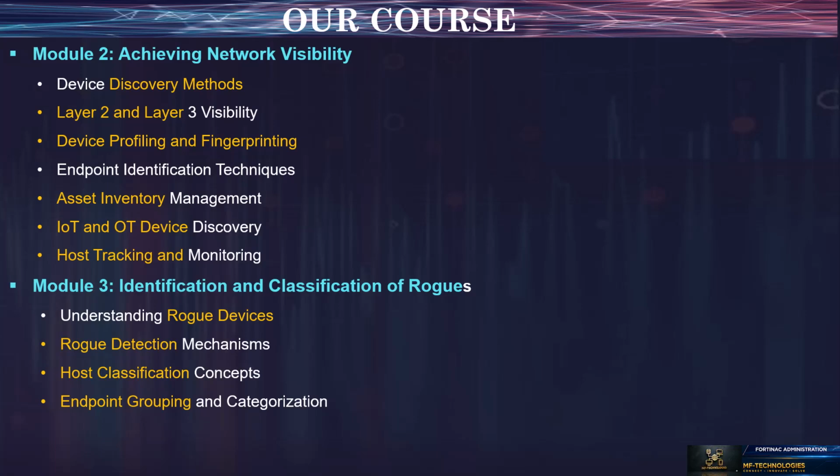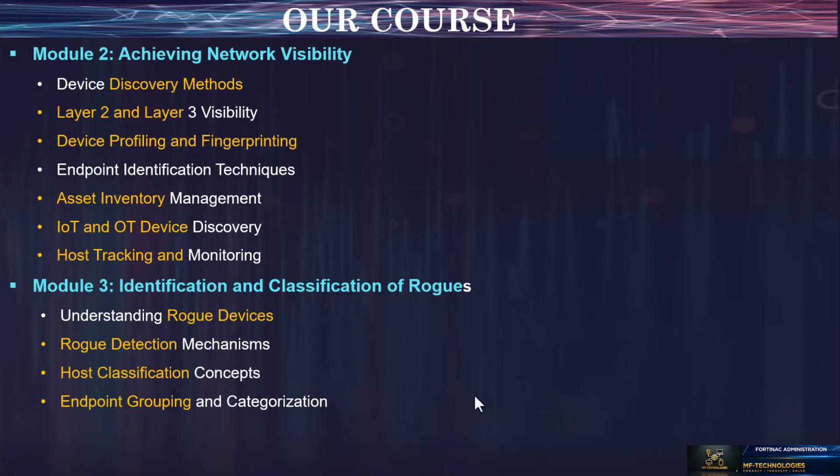In this module, we will learn how Fortinet detects rogue devices using multiple discovery techniques. We'll discuss the difference between managed devices, known devices, and completely unknown endpoints. You will also learn how Fortinet classifies hosts automatically and places them into logical categories based on characteristics such as operating system, manufacturer, communication behavior, and device type. This classification process is essential because security policies rely heavily on accurate device identification. By the end of this module, you will understand how Fortinet continuously monitors your network and immediately recognizes when something unexpected appears.